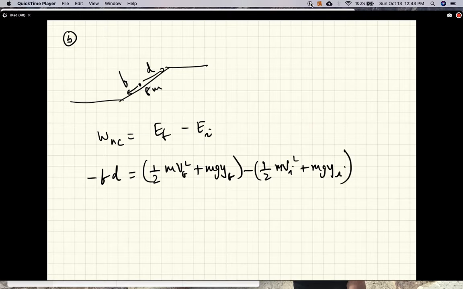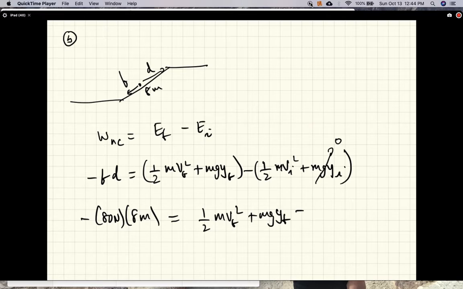And y initial is 0, so this term is 0. So negative of 80 newtons times 8 meters is equal to one half m v final squared plus mg y final minus one half m v initial squared.